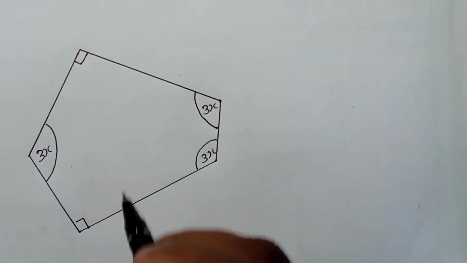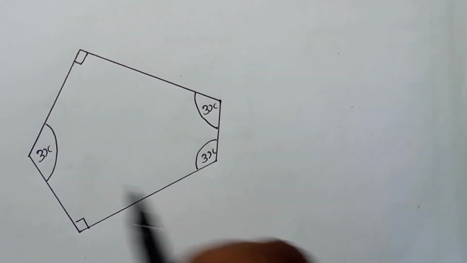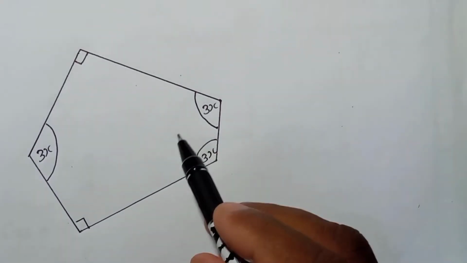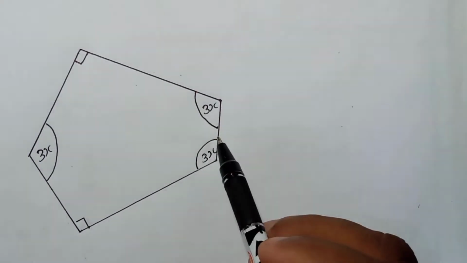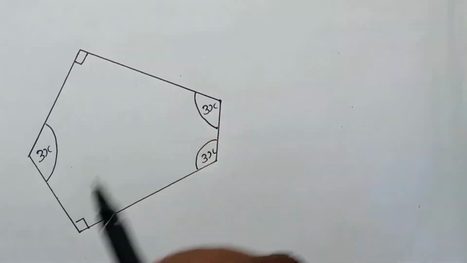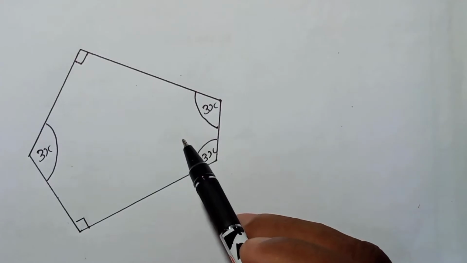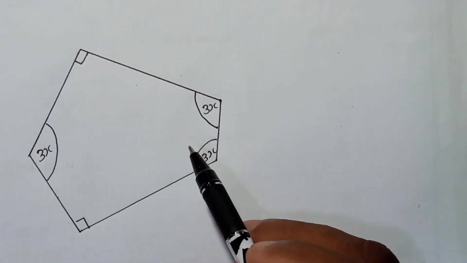Okay, how to find x here, right? Now, you need to think of this as a polygon. How many sides does it have? 1, 2, 3, 4, 5. So with 5 sides you can call it a pentagon, but this is not a regular pentagon, right?